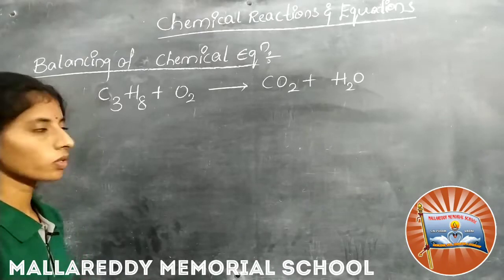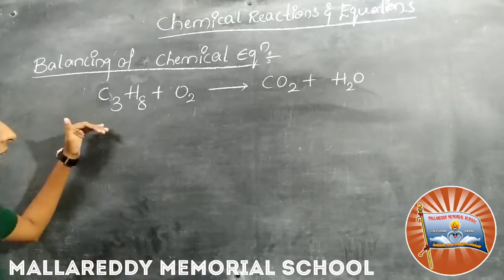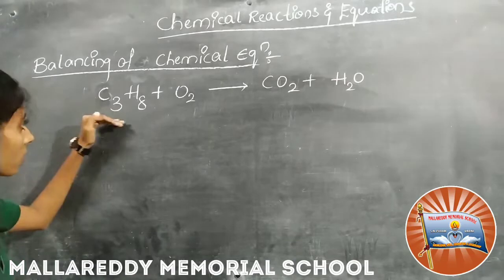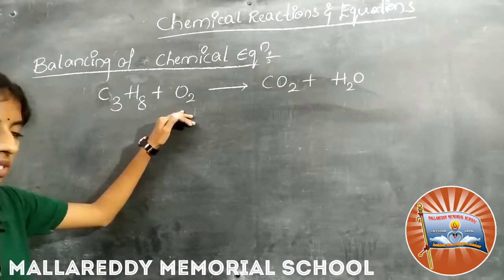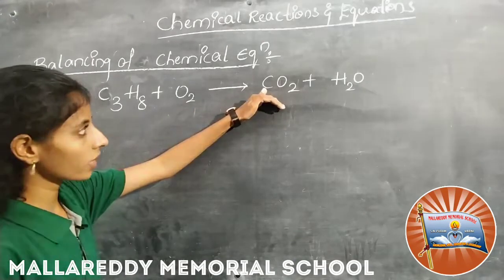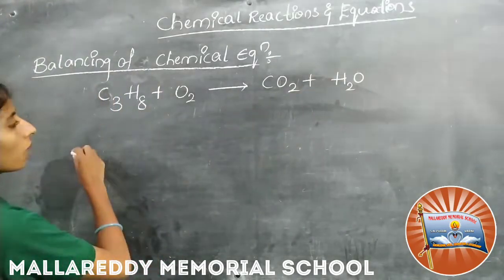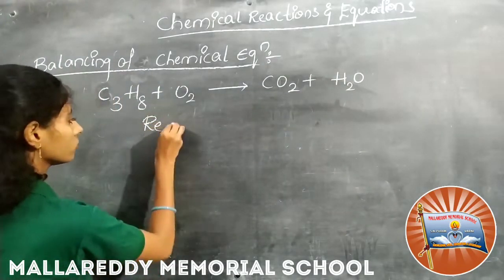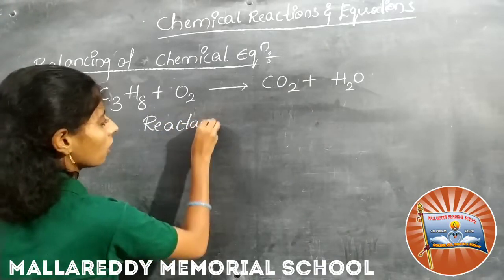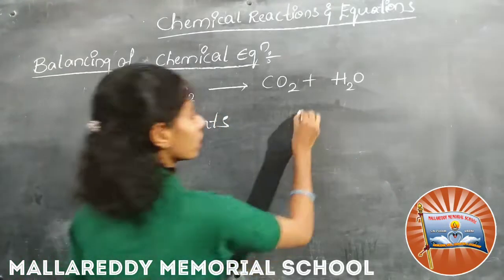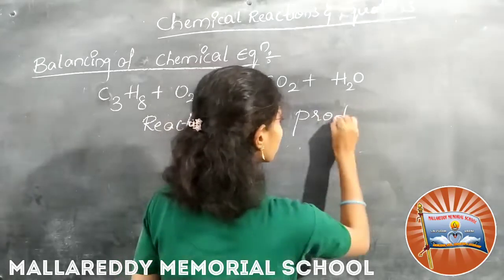See one more chemical equation here. Now on the reactant side we have C3H8 combining with oxygen. On the product side we have CO2 and H2O. Now balance this chemical equation. Now write down the number of atoms on the reactant side and product side.